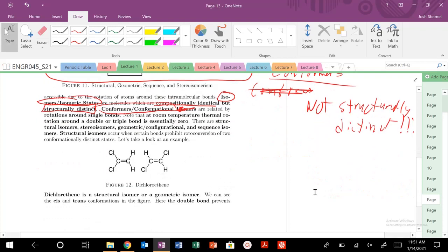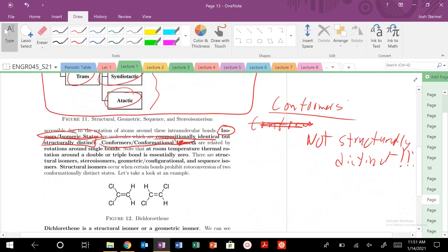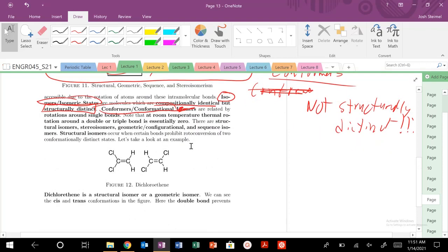You can see lots of different types of isomers. Hopefully you've heard about cis and trans. These are probably new, and we're going to introduce them today: isotactic, syndiotactic, atactic, stereoisomers. There are also structural isomers, sequence isomers, lots of different types of isomers. The key idea here: structurally distinct, compositionally identical molecules. Conformers are related by this rotation around a single bond.